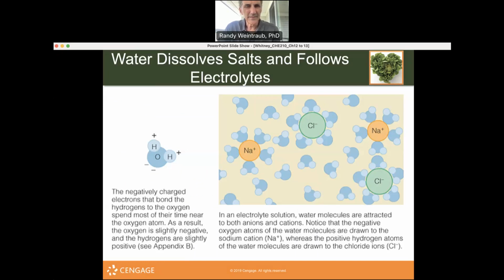Here we see the schematic of the chemistry involved with electrolytes and water. You can see water having a negative side and a positive side due to the oxygen and the hydrogens. And you can see the corresponding sodium chloride ions, sodium positive attracted by the oxygen side of water, and chloride attracted by the hydrogens component of water.